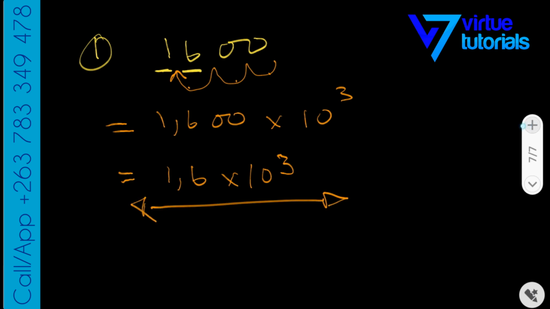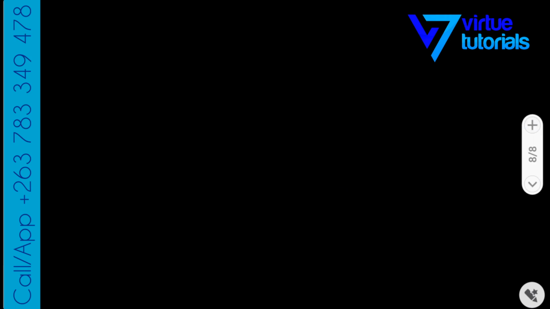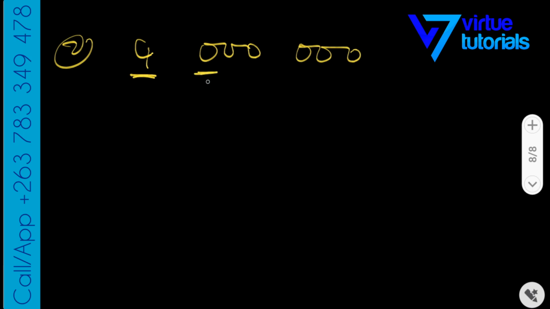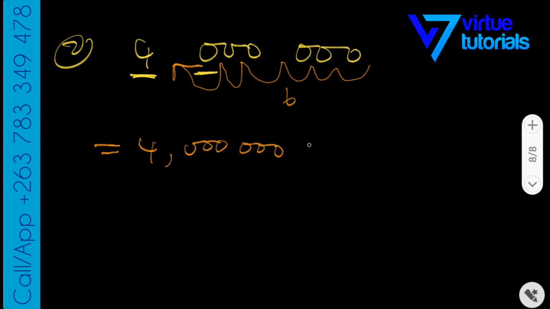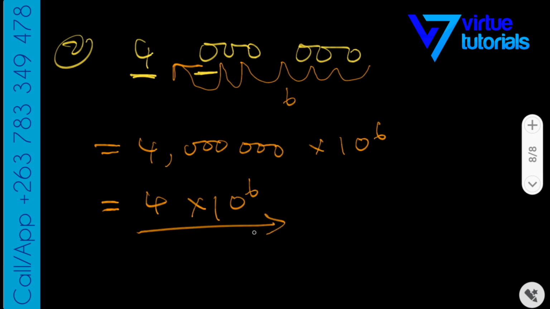Okay, let's try another one. We have 4 million. This is our first significant figure. That's our second significant figure. We move our comma 1, 2, 3, 4, 5, 6 positions. So this is going to be 4, comma 0,00000 times 10 to the power 6. But all these zeros have no value to add, so it's just the same as 4 times 10 to the power 6. That number is now in standard form.